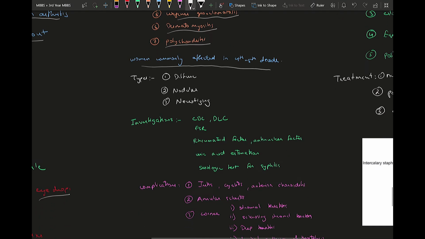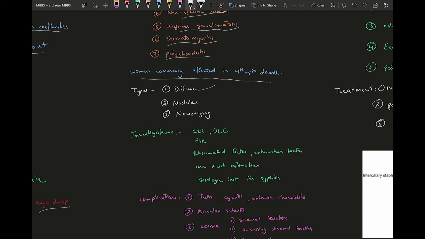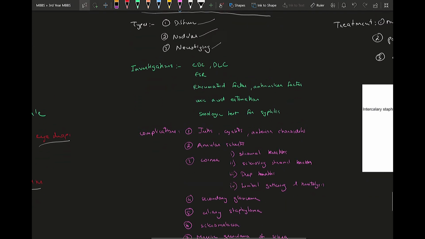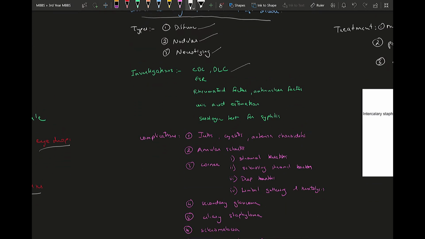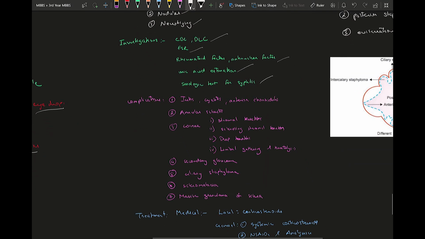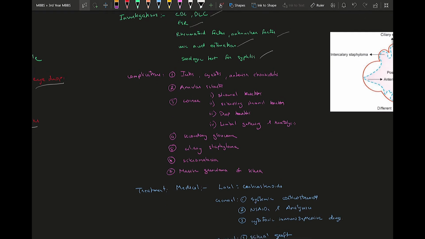So there are three types of scleritis. Again, diffuse with general congestion, nodular where you have whitish nodules present over the sclera away from the limbus, and then necrotizing, where you have areas of avascular necrosis taking place. The various investigations you can do are your CBC, DLC, ESR, rheumatoid factor, anti-nuclear factor, uric acid estimation for gout, and then tests for syphilis. All of this can be used to diagnose the cause of scleritis.